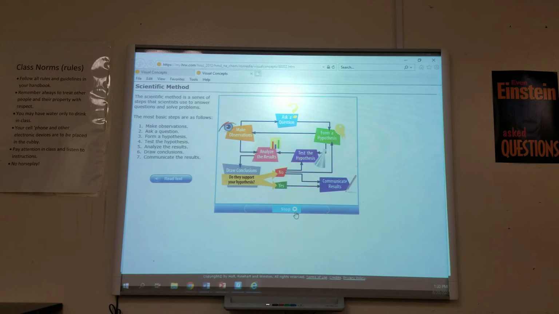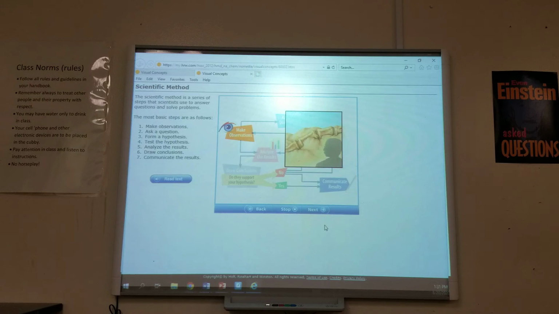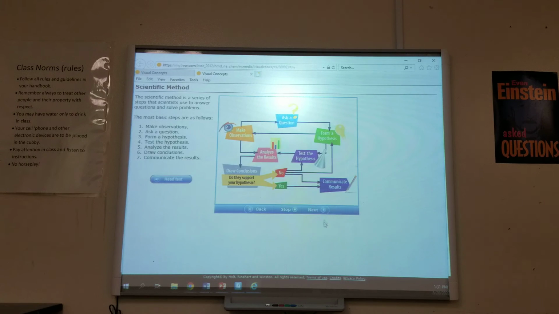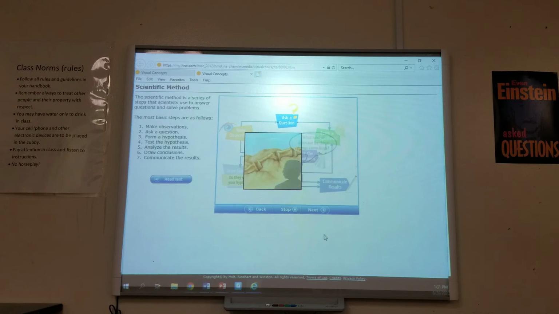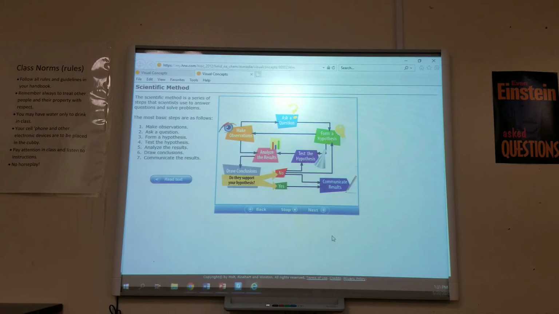Most scientists follow these 7 basic steps of the scientific method. First, scientists make observations. For example, paleontologists observe fossilized dinosaur remains in order to learn about dinosaurs that once roamed the earth. A scientist's observations often lead to questions. Upon discovering a set of fossilized dinosaur bones, a paleontologist would likely ask, what kind of dinosaur do these bones come from?